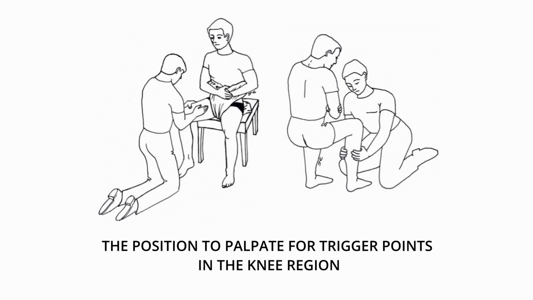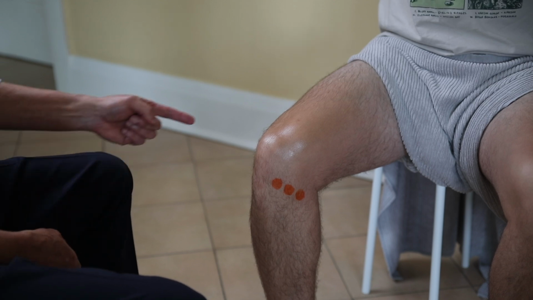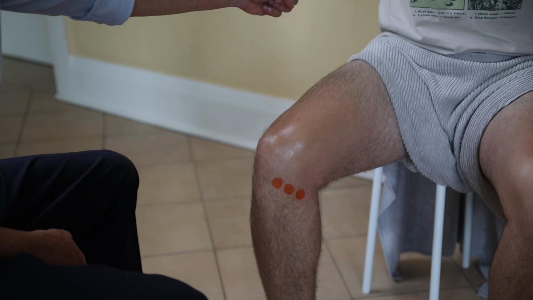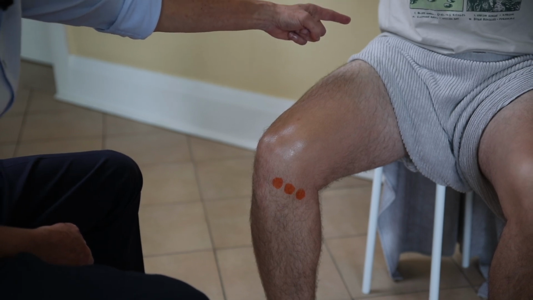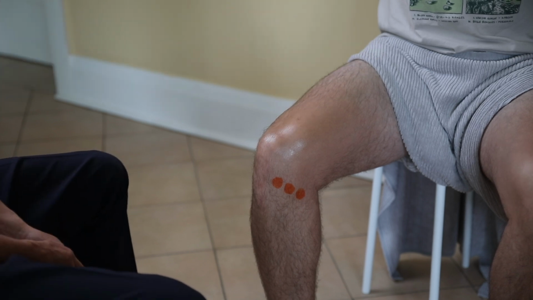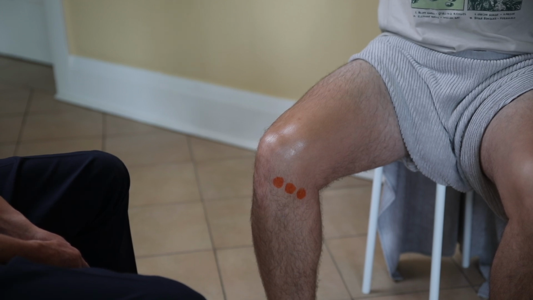The position to palpate for trigger points in the knee region. This is the right knee, the patella, the greater trochanter, the anterior superior iliac spine, the anterior inferior iliac spine, the pubis. A quick inspection first. Any effusion, any redness, any muscle wasting.